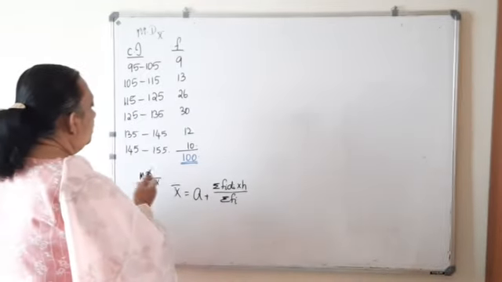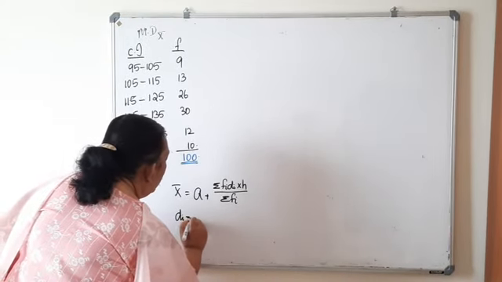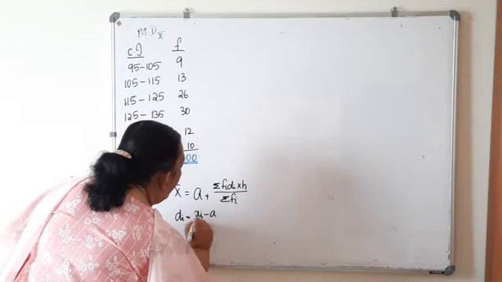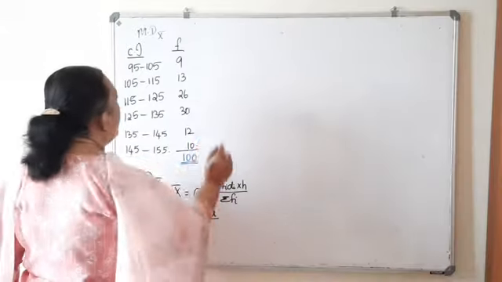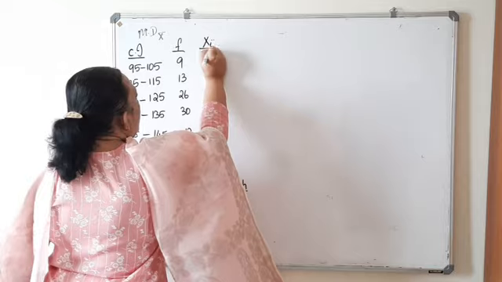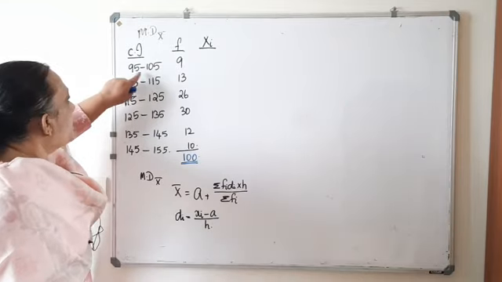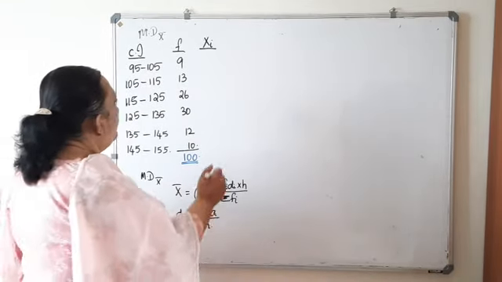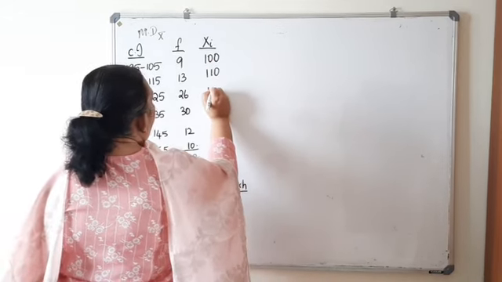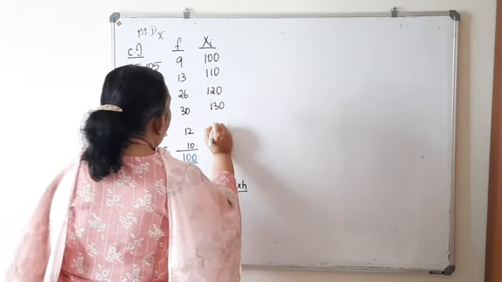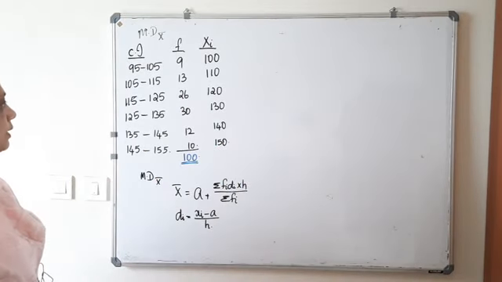Now let us find out Di. Di is equal to Xi minus A divided by H. For that you have to get the assumed mean. To get the assumed mean, you require the middle values of the classes. So how to get the mid value of the classes? Lower limit plus upper limit divided by 2. That will be equal to 100, 110, 120, 130, 140, 150. Okay.